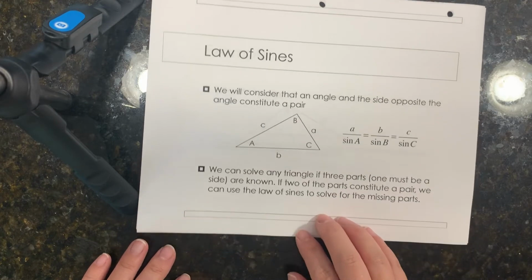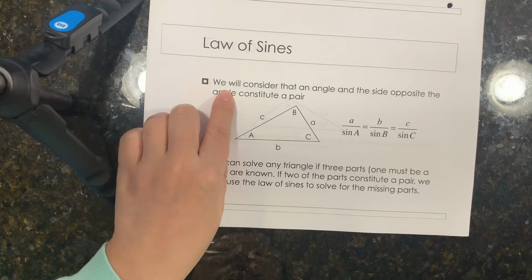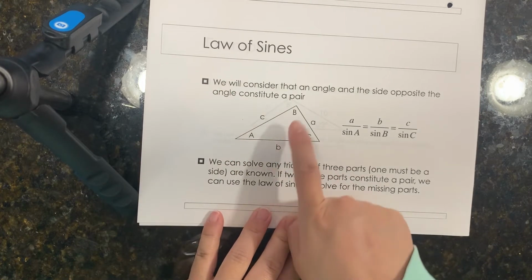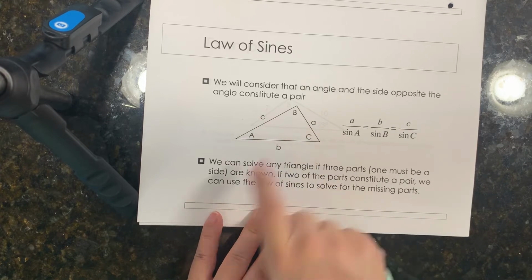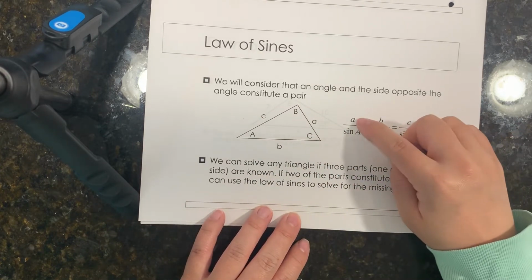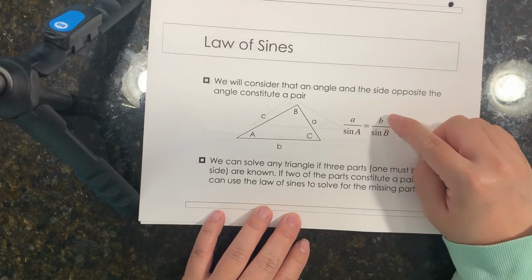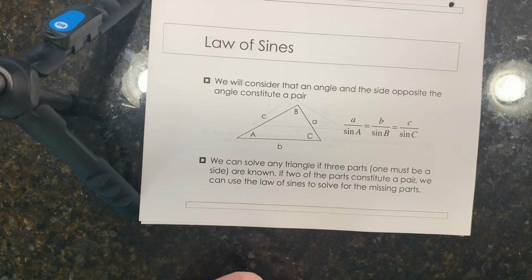The law of sines is going to be this. We will consider that an angle and the opposite side constitute a pair. So one angle and the opposite side constitute a pair. So this would be B and this side, A and this side, and then C and this side. This is going to be the ratio that is set up for us. It's going to be a over the sine of angle A equals b over the sine of angle B equals c over the sine of angle C.